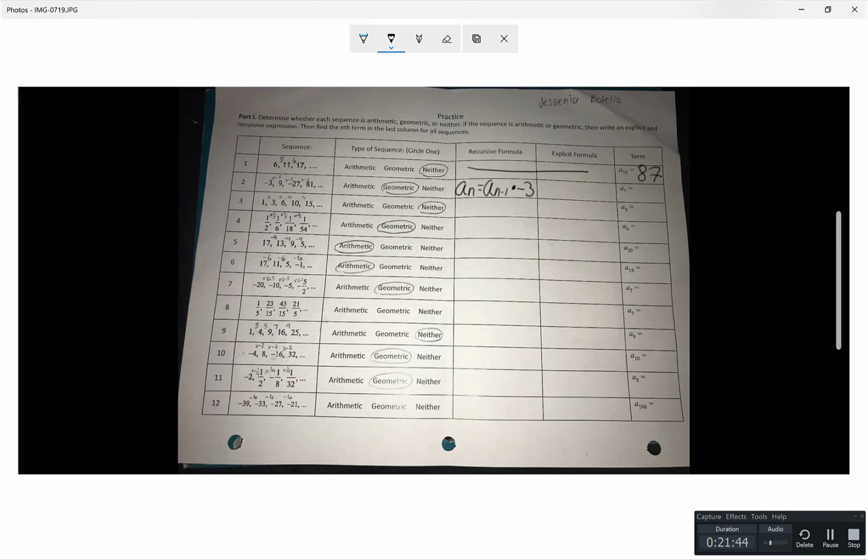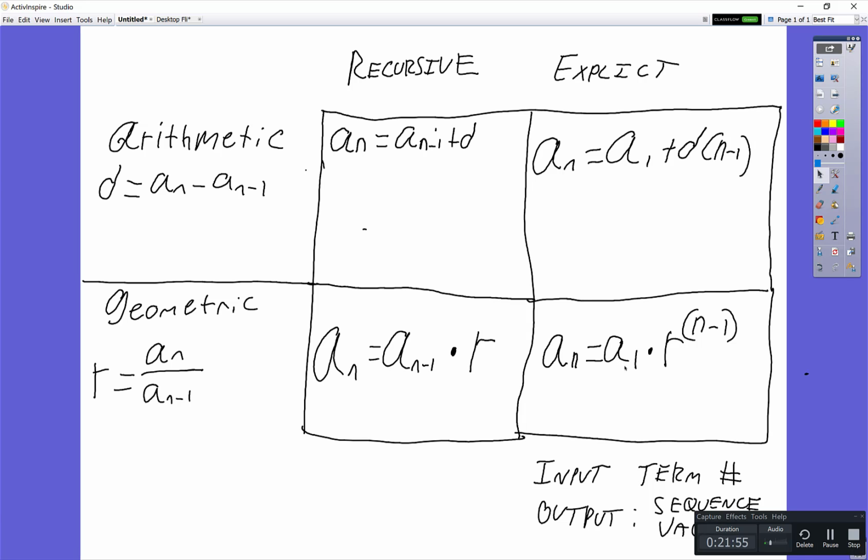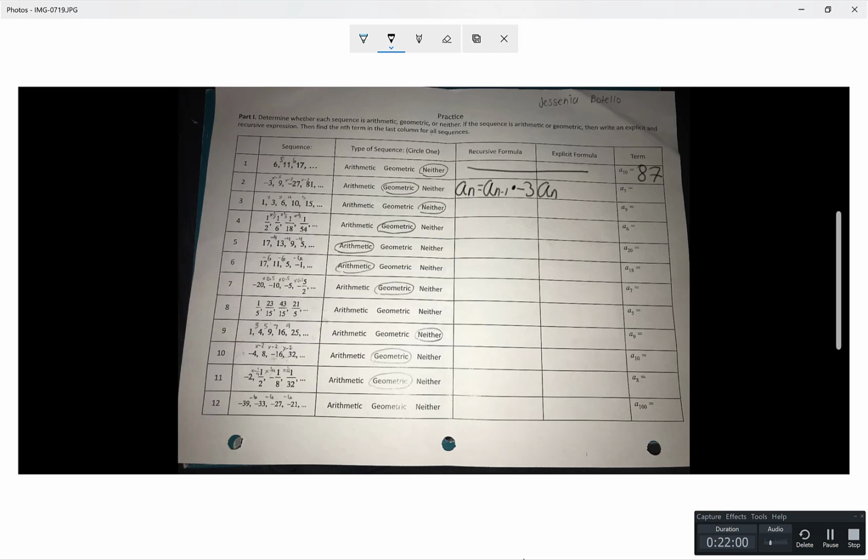And the explicit formula is a_n is equal to a_1 times r to the n minus 1. So here a_1 is -3 times r, which is -3, raised to the n minus 1 power.